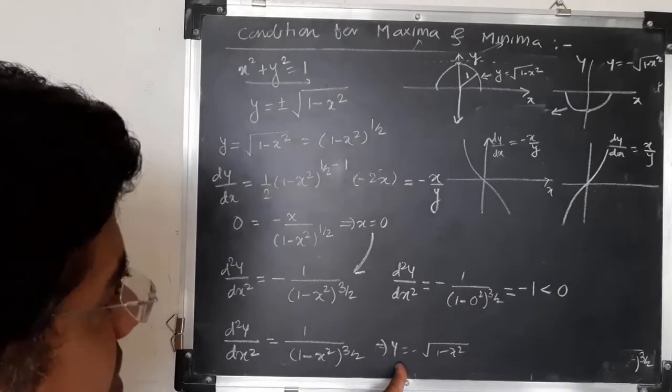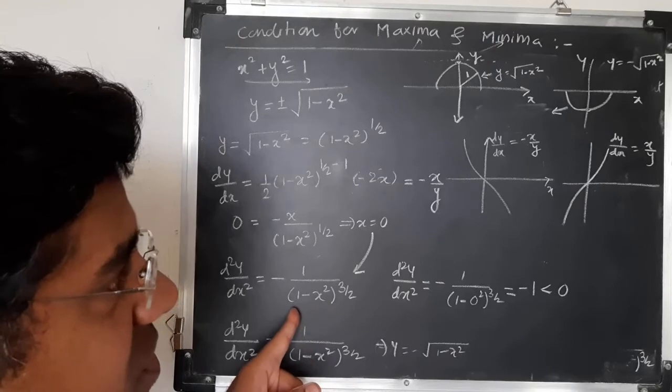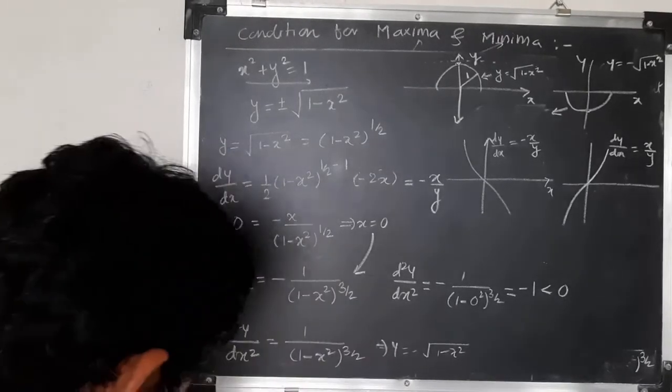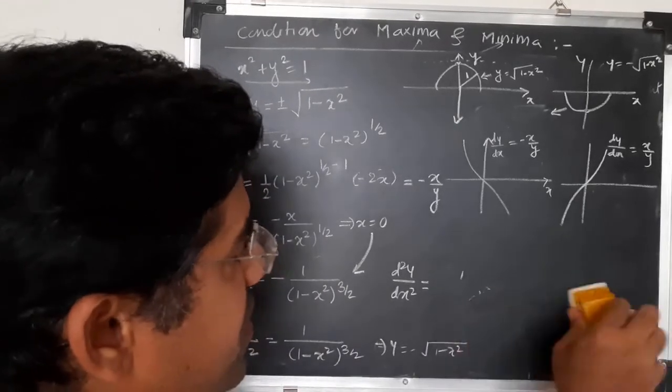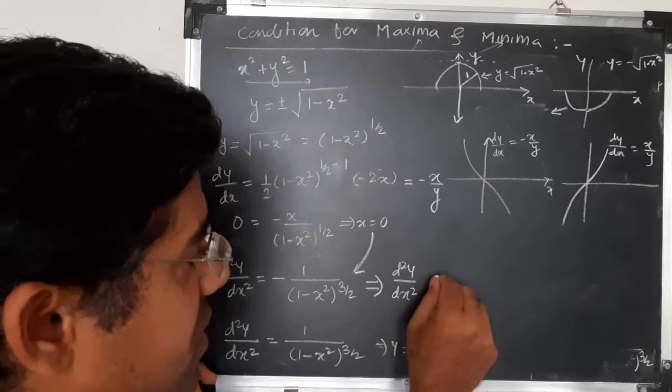Okay, less than 0. Now I will increase the value of x, negative or positive. So what kind of nature will you get? I can write over here: this value is negative. So in this case, when you put it, I will get a negative.